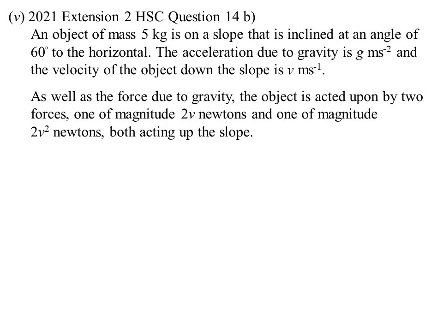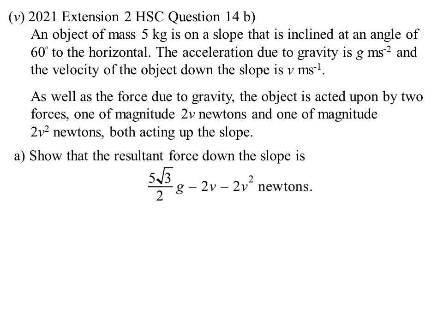The next question: object of mass 5 kilos on a slope, inclined at an angle, force due to gravity, two forces, and so on. Well, let's draw a picture to solve this. They want us to find the resultant force. It's going to be this. But notice they say resultant force down the slope. That's what they're interested in. So there it is, sitting on some sort of ramp. Force due to gravity is still going to be going down. So that's 5g. Going up, we have a resistive force.